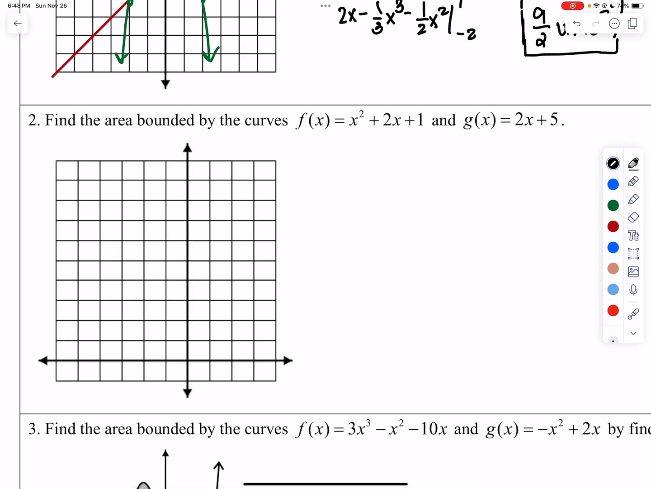Same thing with number 2. What we are going to do is graph x squared plus 2x plus 1 and 2x plus 5. I'm going to graph 2x plus 5 first. 1, 2, 3, 4, 5. Just because that's a simple linear function.